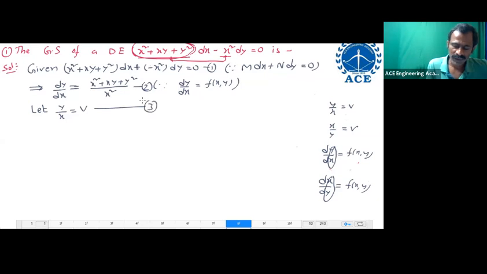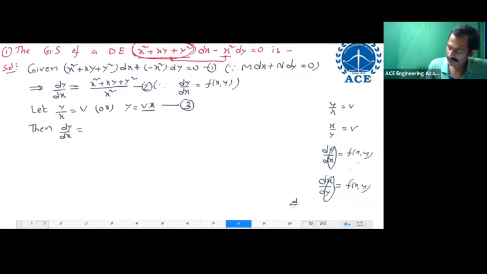To change the dy by dx in equation 2, you have to find the dy by dx term from equation 3 only. Or we can write equation 3 the other way also: y equal to vx. So this is 3. Then when you differentiate this on both sides with respect to x, we get dy by dx. On left hand side dy by dx, on right hand side vx. It is a product of two functions. Then use the product rule.